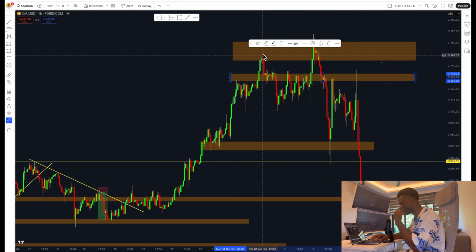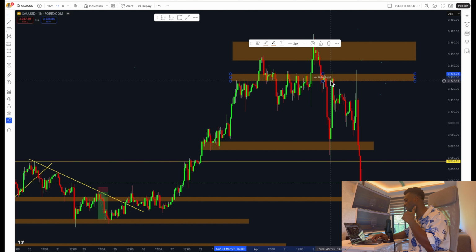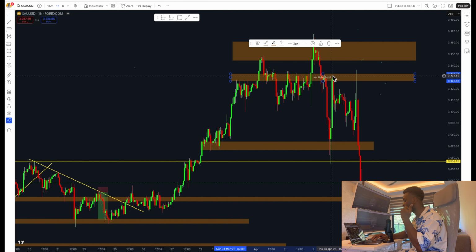You try to break, come back also to this zone, you reject again. Same thing here, same thing here, same thing here, and we can also see another one happen here. So this shows that there's liquidity at this zone and there's also a supply zone at this zone.